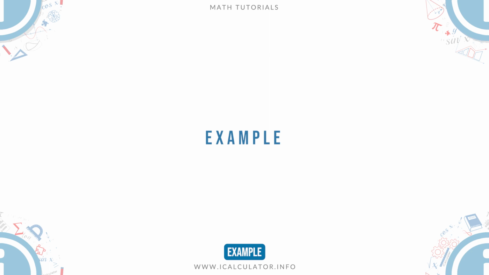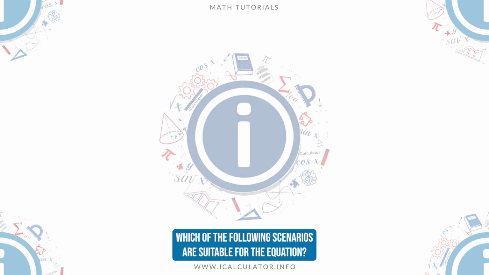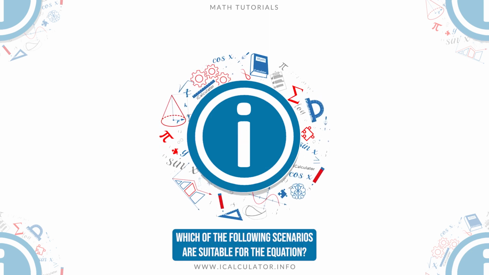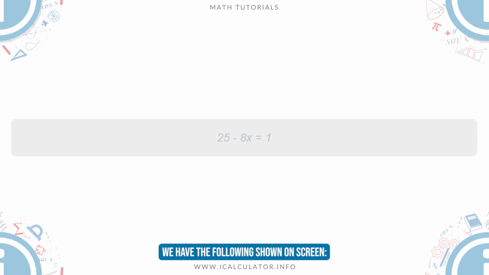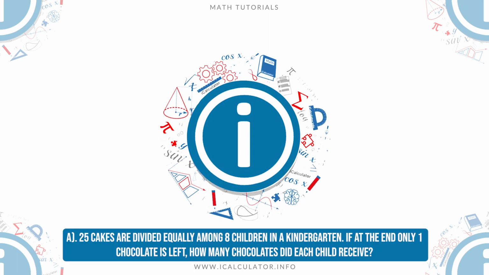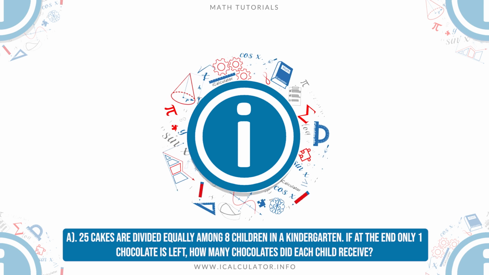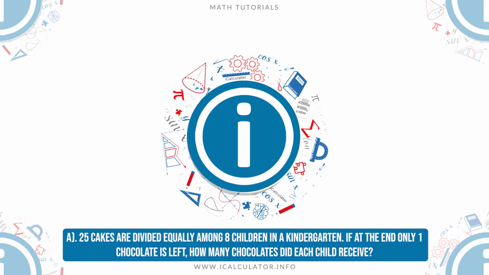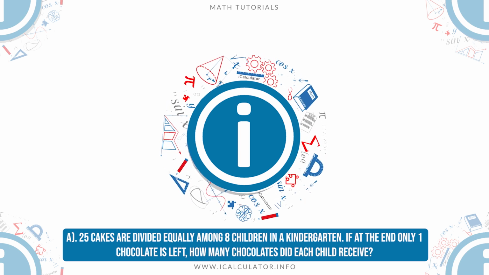Example: which of the following scenarios are suitable for the equation? We have the following shown on screen. A. 25 cakes are divided equally among 8 children in a kindergarten. If at the end only 1 chocolate is left, how many chocolates did each child receive?